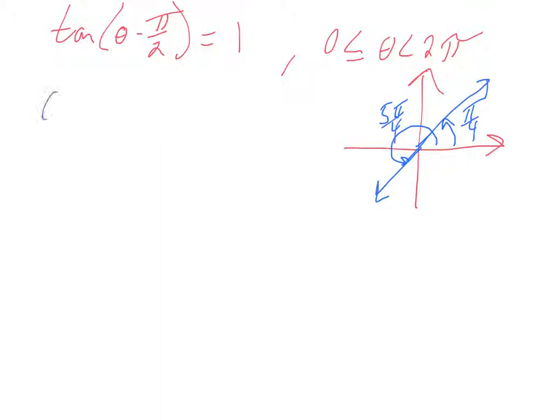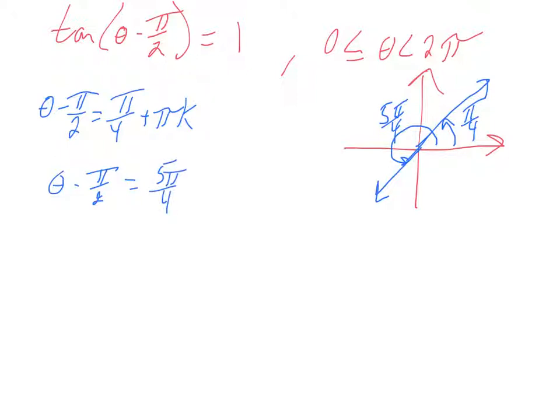So that means theta minus pi over 2 is equal to pi over 4 plus, and what's the period of tangent? How often does it repeat itself? Pi, yeah, every pi. And then theta minus pi over 2 is equal to 5 pi over 4 plus pi k, right? And so we're just going to try all the different values of k that'll get us there.